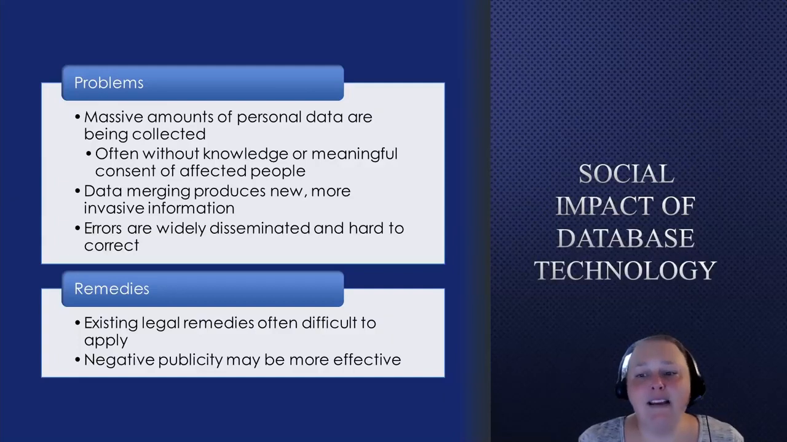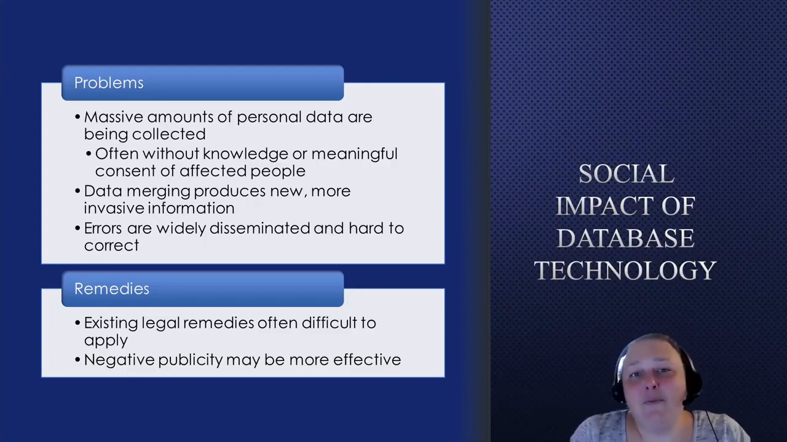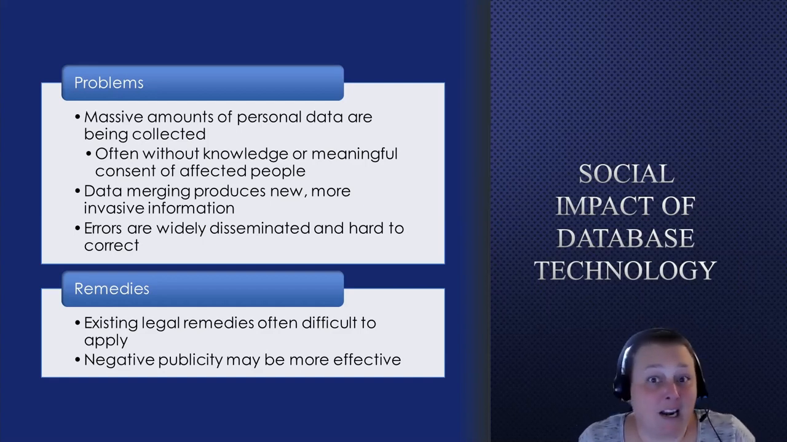Now, some of the remedies because of these problems are going to be legal remedies. They are most of the time difficult to apply. A lot of people get around them by going outside of the jurisdiction, such as different countries even. And one of the biggest remedies could possibly be just negative publicity for that organization. When you hear that an organization has had a data breach, it kind of makes you think a little bit more negatively about that organization than you did before.